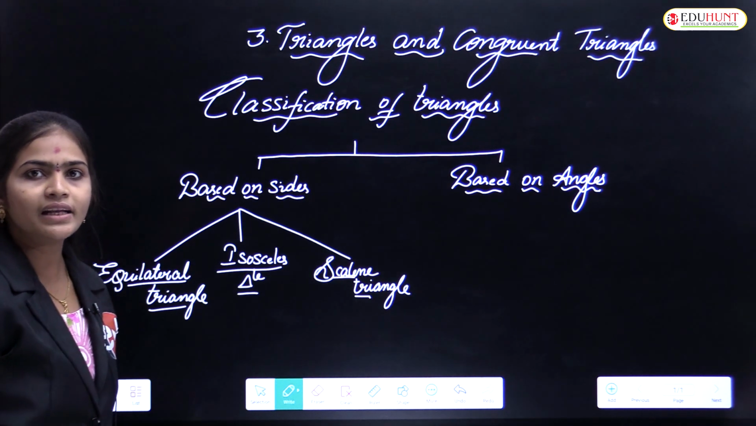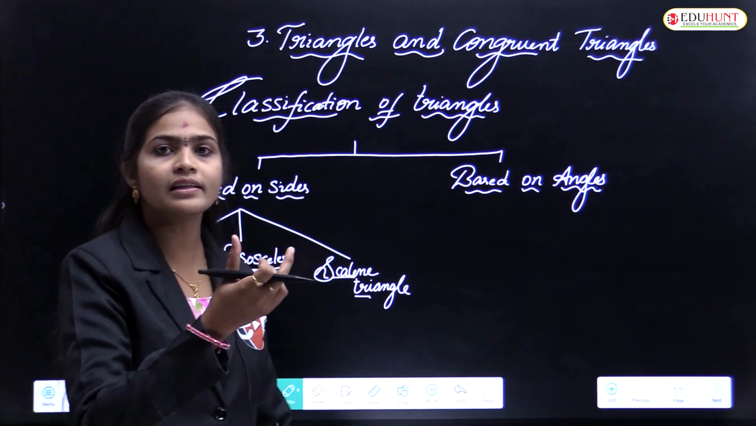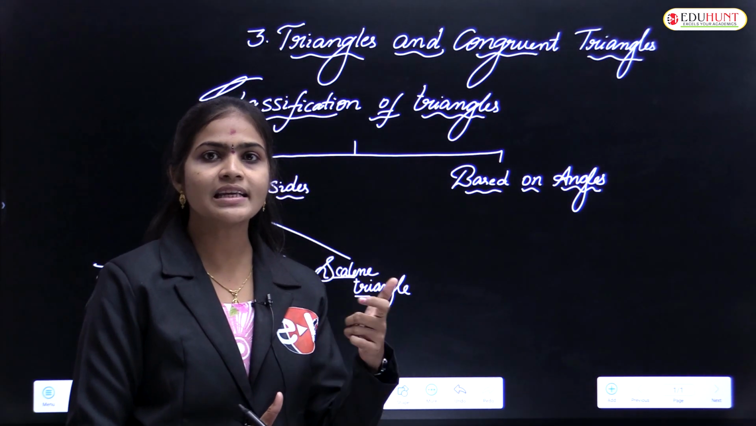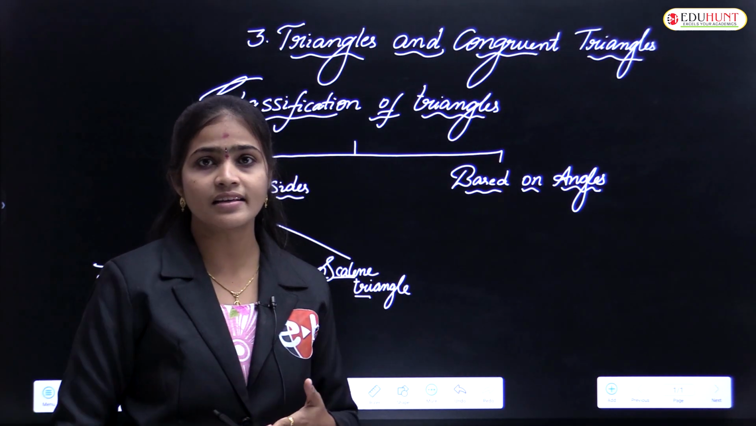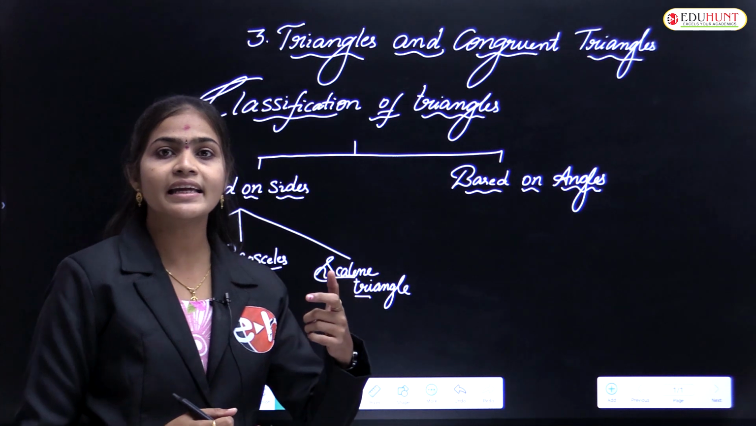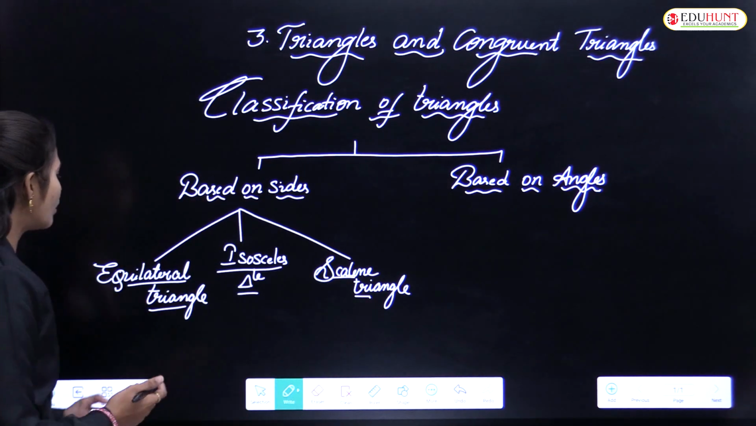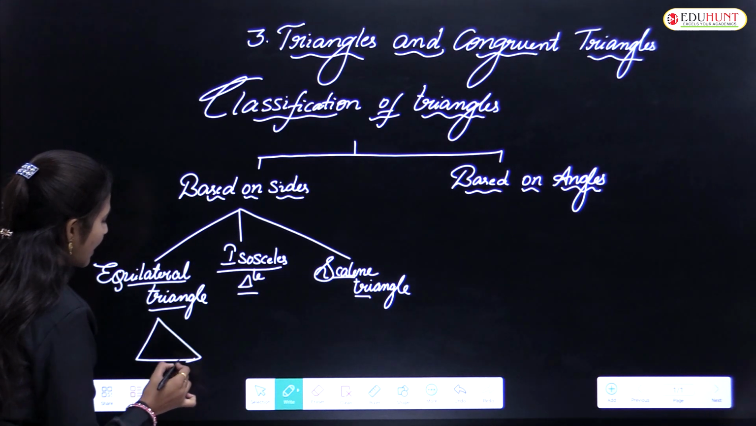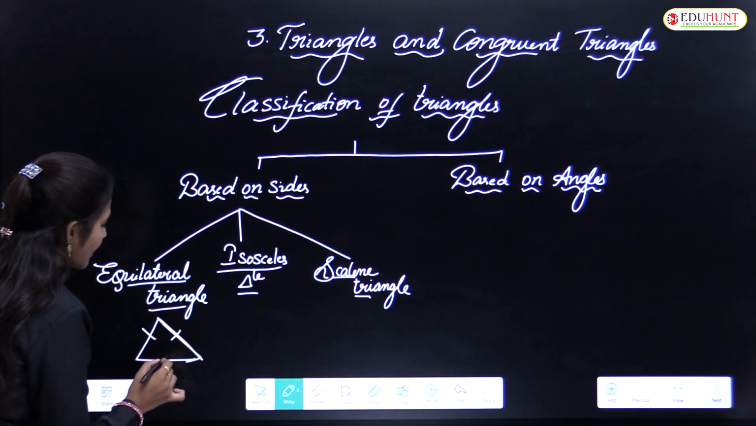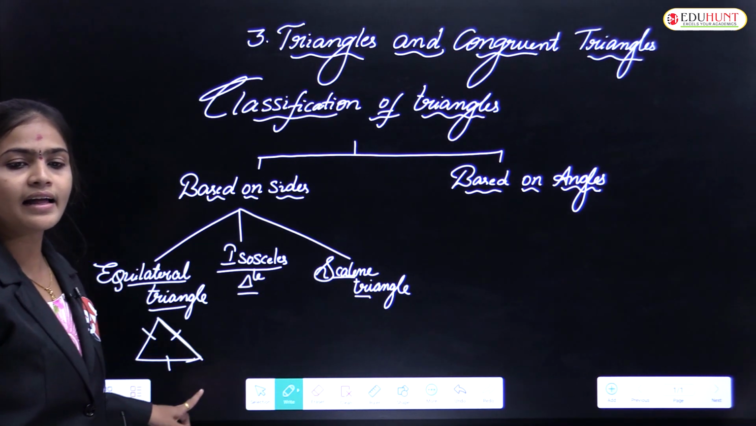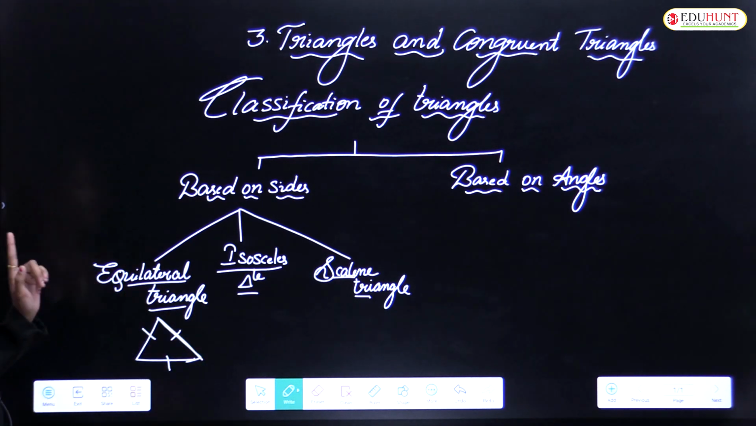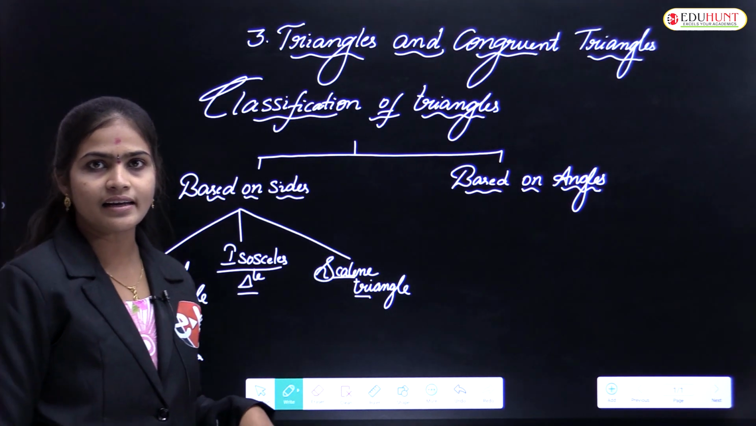Okay, equilateral triangle. In that word itself, lateral means sides and equi means equal, so equal sides. A triangle which has equal sides, we call it an equilateral triangle. So in a triangle, if all three sides are equal, then the triangle is called an equilateral triangle.